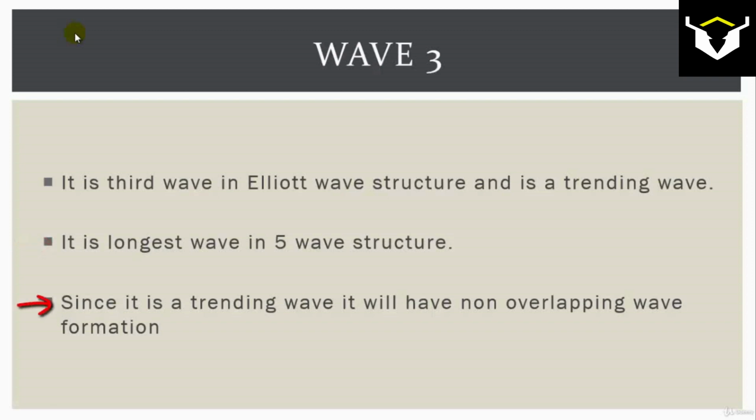Since it is a trending wave structure, wave 3 will unfold itself in 5 non-overlapping waves. Even if it fails to unfold itself in 5 waves, nonetheless it will unfold itself in a non-overlapping wave structure, since that is the essential of a trending wave.